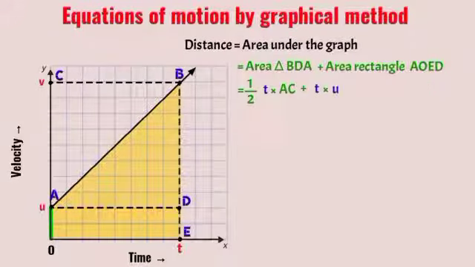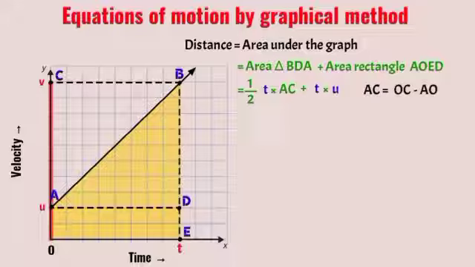Now how can we replace AC? Now let's look at the graph. If we subtract OA from OC, we get AC, which means AC is equal to OC minus AO. Here OC is V and AO is U. Therefore AC is equal to V minus U. Let's substitute this value here. Distance is denoted by S. Therefore, S is equal to half into T into (V minus U) plus UT.